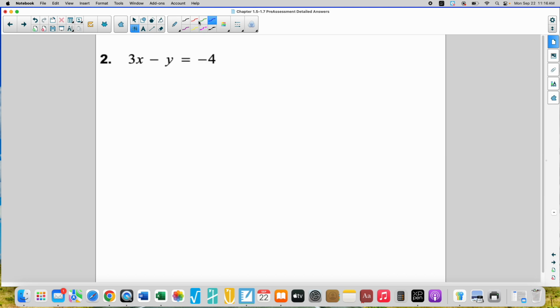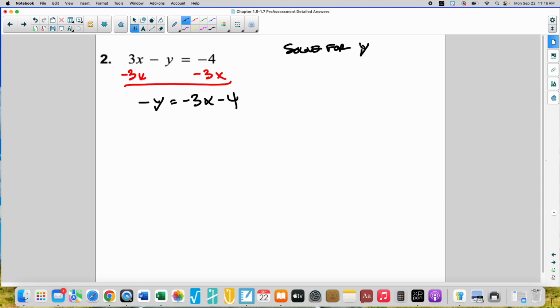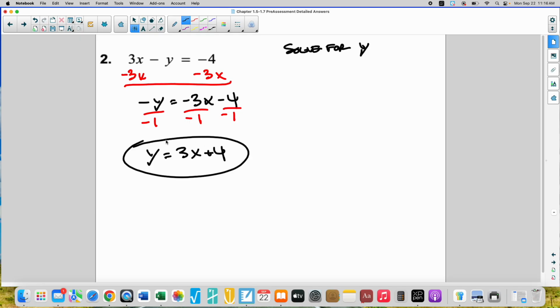We're isolating for y, so I got to get rid of this 3x. That's a positive 3x. A negative 3x will get rid of it. When I cancel that, I'm left with a negative y equals negative 3x minus 4. I'm solving for y. That's a positive y. This is a negative y. So I can do a couple things. I can divide by negative 1. If I divide by negative 1, I have to divide everything, leaving me with y equals 3x plus 4. And that would be the answer.